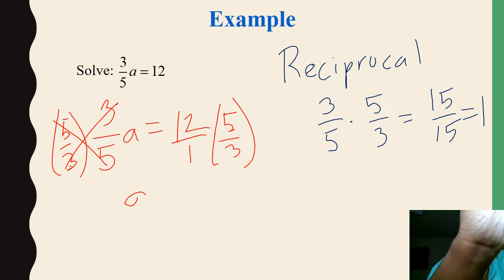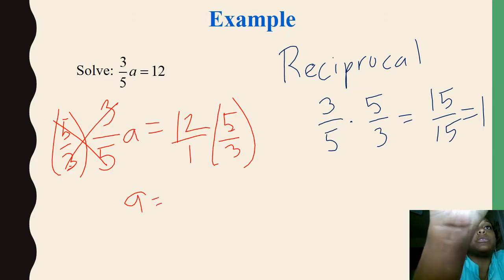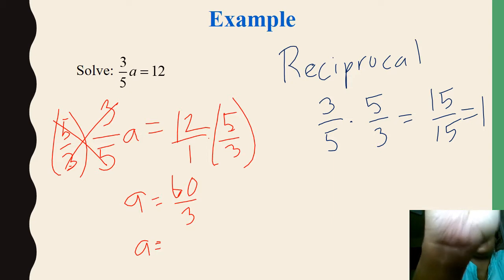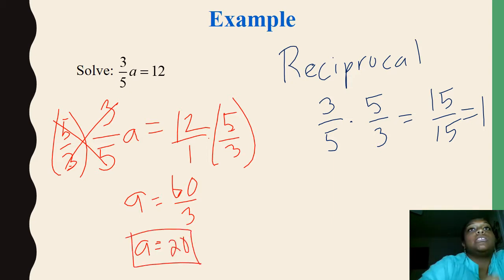So I get A equals, and I multiply straight across. 12 times 5 is 60. That's a horrible 6. And 1 times 3 is 3. And I can simplify that. So what is 60 divided by 3, you ask? That is 20. So my answer would be 20.